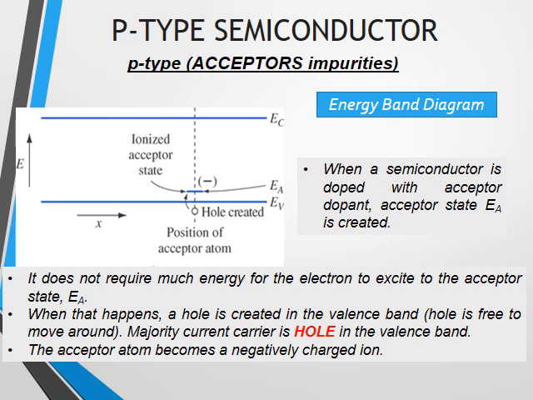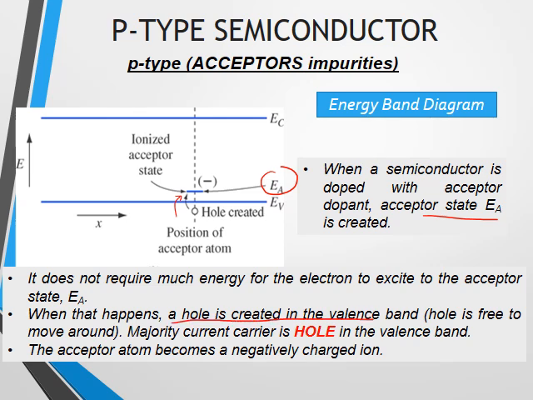As for the band diagram, when a silicon is doped with acceptor dopant, acceptor state Ea is created. When the electrons in the valence band have energy, even a very small energy will make the electron from the valence band move to acceptor state Ea. This will create holes in the valence band.